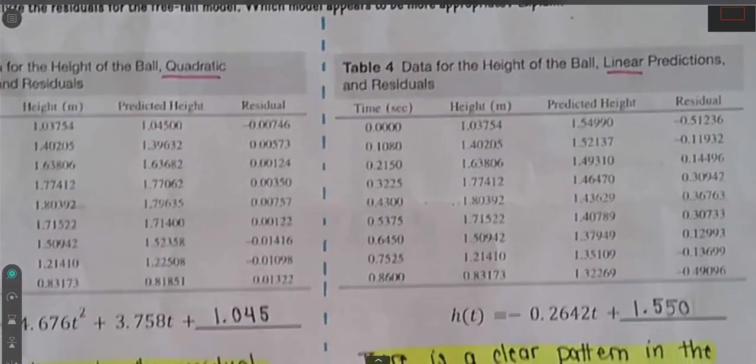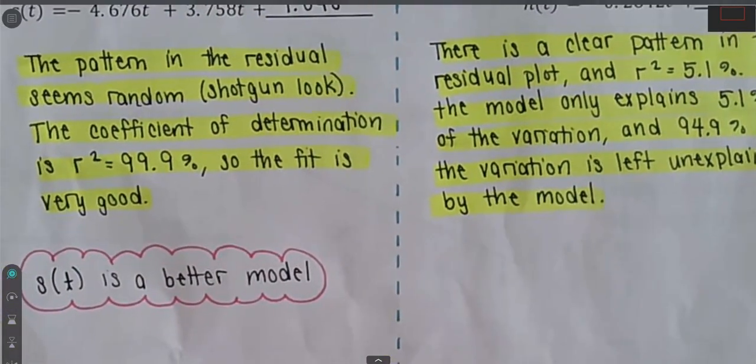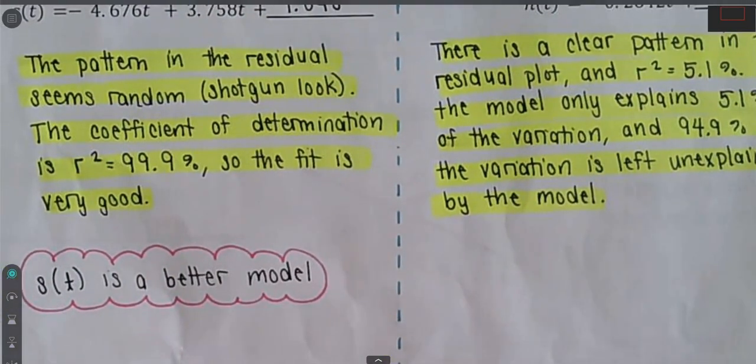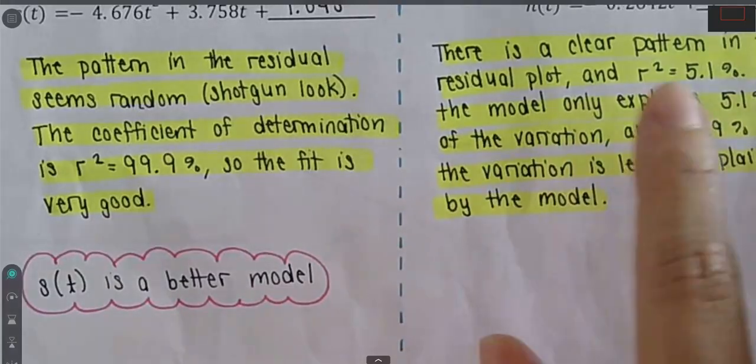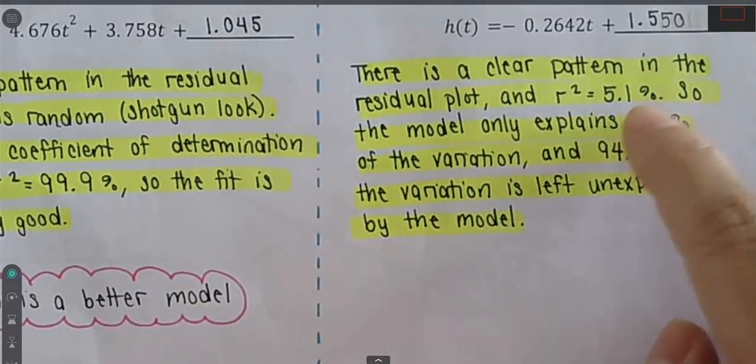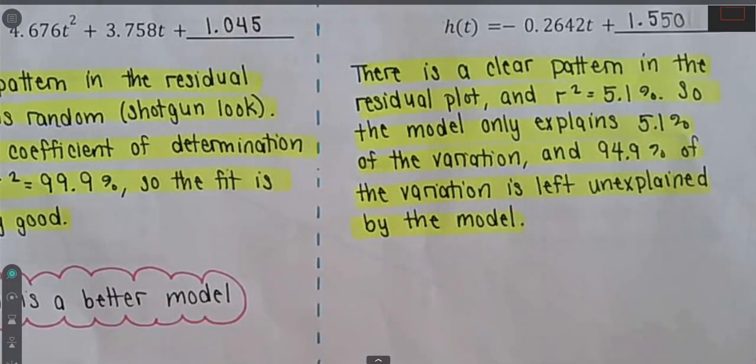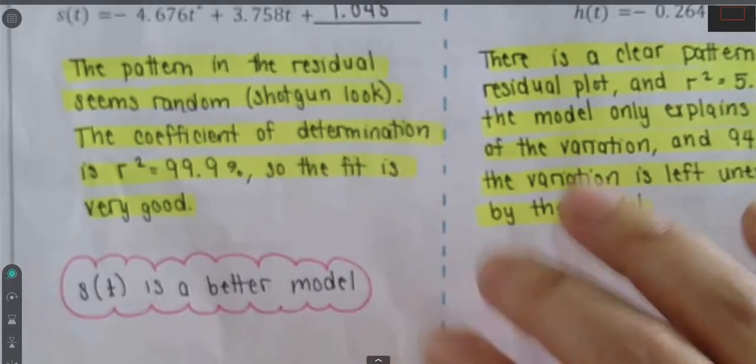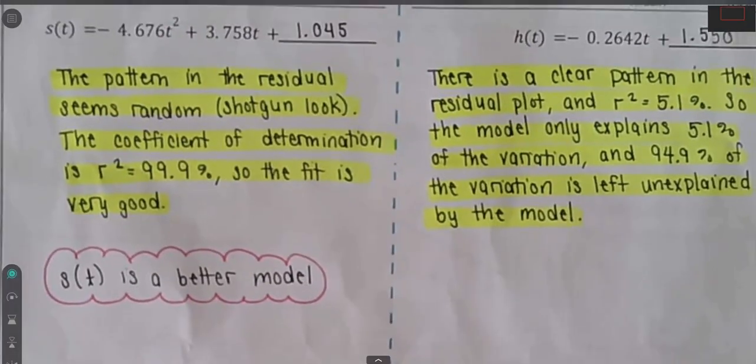So, which one is a better model? The pattern in the residual seems random. It gives a shotgun look. Also, r squared is really close to 1. So the fit's very good. This is a better model. Here, there's a clear pattern in the residual. R squared equals 5.1%. So the model only explains 5.1% of the variation, and 94.9% of the variation is left unexplained by the model. So this one wins. I'll zoom out a little bit so I can put both of them there.